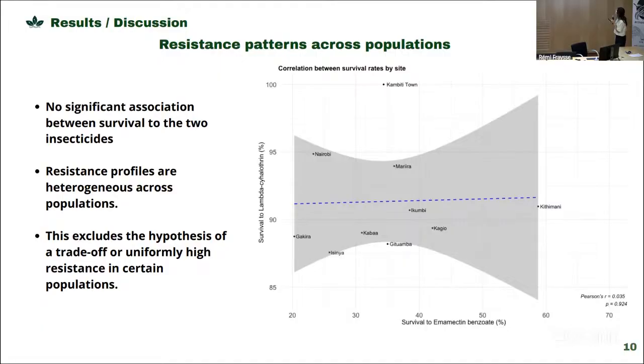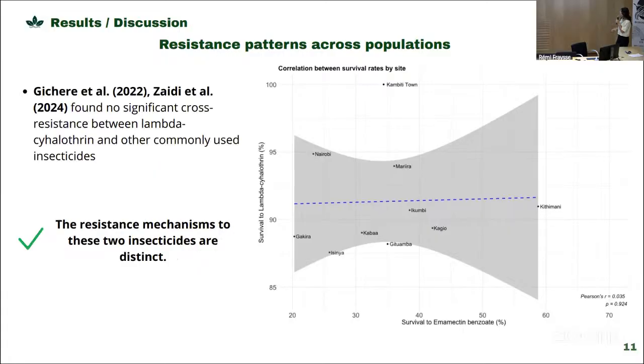And now we are looking at the resistance patterns across populations. We were hoping to see one of two patterns. Either a trade-off mechanism, which is when a population is resistant to one insecticide, but this resistance has a cost, so it leads to a lower survival to the other one. So in this case, we would have a negative slope. Or I was expecting a high survival to the two insecticides. In this case, we would have all the dots right here, but we don't have any of these patterns here, and we have a very heterogeneous profile across all the populations, which means that the resistance mechanisms to these two insecticides are really distinct.